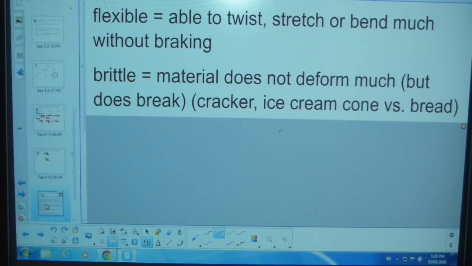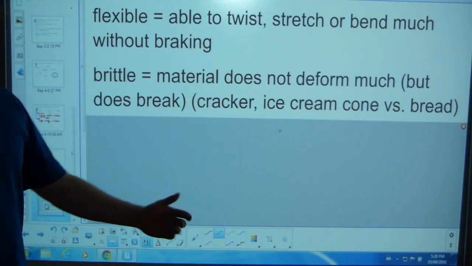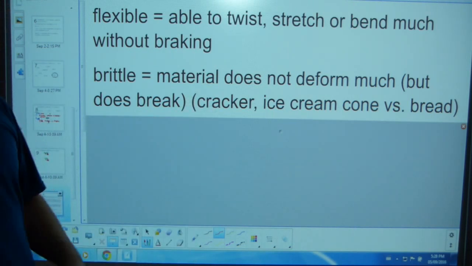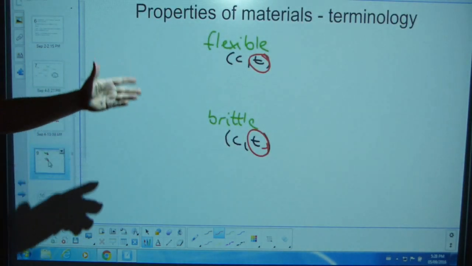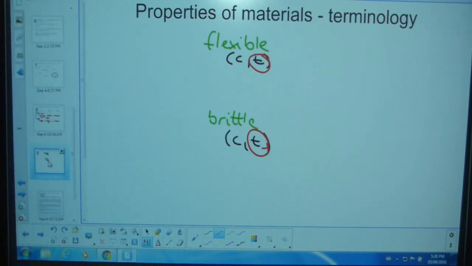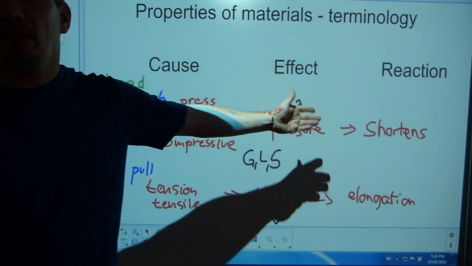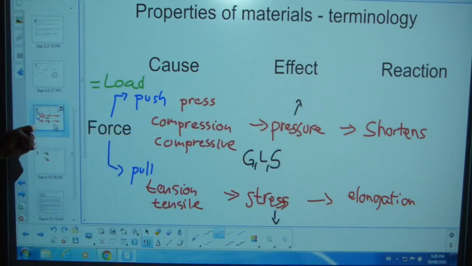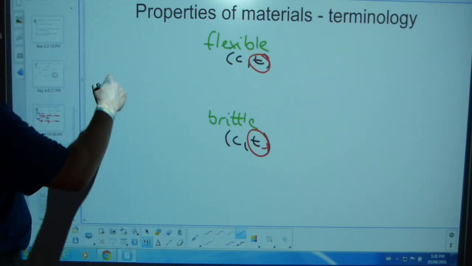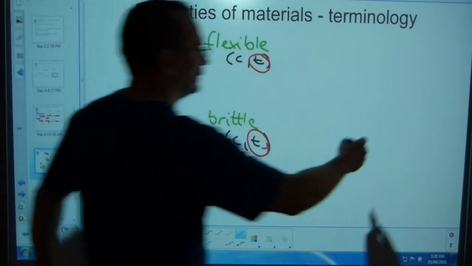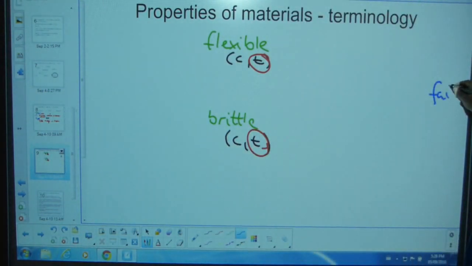Materials don't deform much. So I could have brought in a cracker, but I want to eat a chocolate ice cream, so I had an ice cream cone. And the bread, that's just standard supply here. So that's flexible and brittle. Whether the material is flexible or brittle, the only difference again is that when force is applied, they shorten much or shorten little, or elongate much or elongate little. Either which way, the materials along this journey that ends with failure here, fail, it's torn apart.